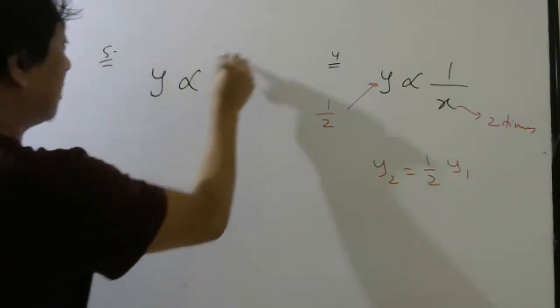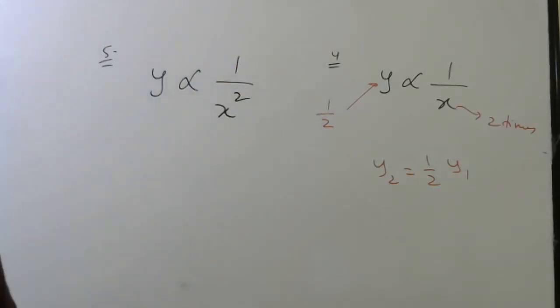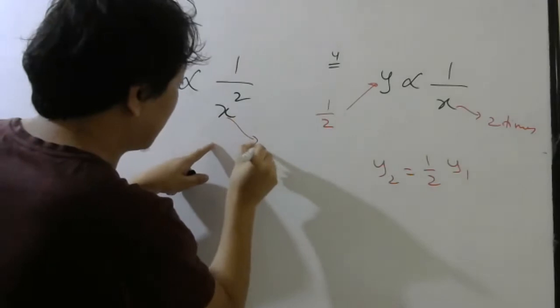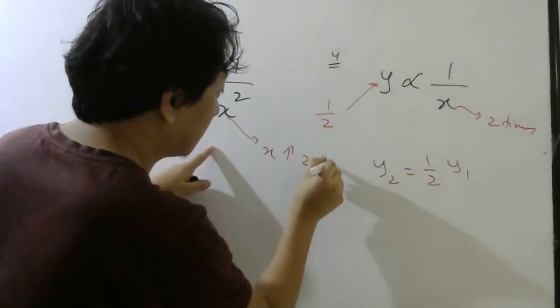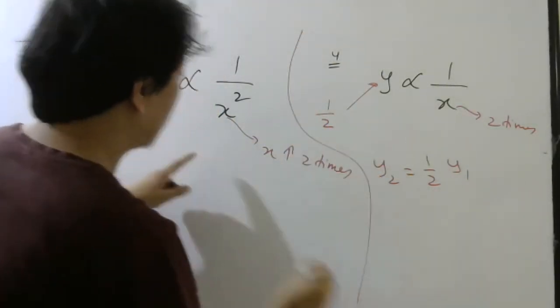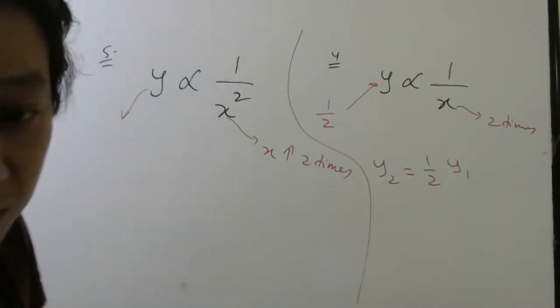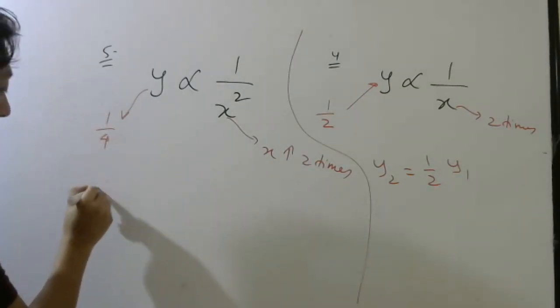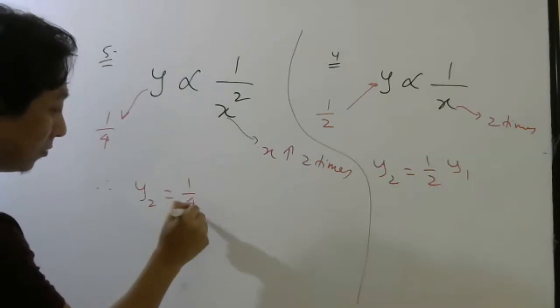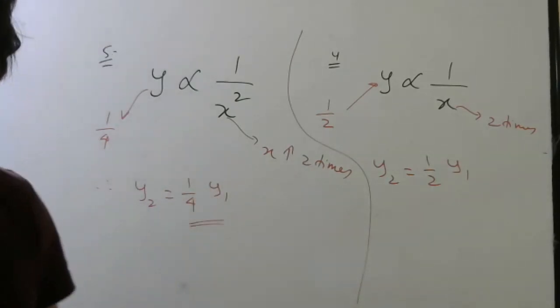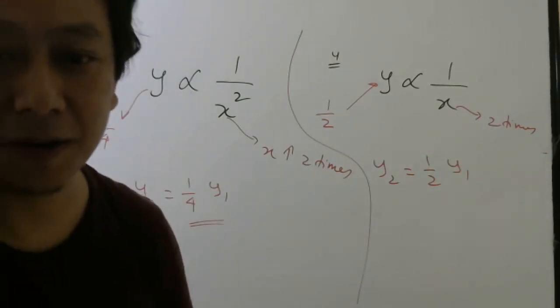Suppose y is inversely proportional to x square. If somebody says x has increased 2 times, y will become how many times? 1/4. That means the new value will be 1/4 of the initial value. So this technique, whichever I have taught, please remember.